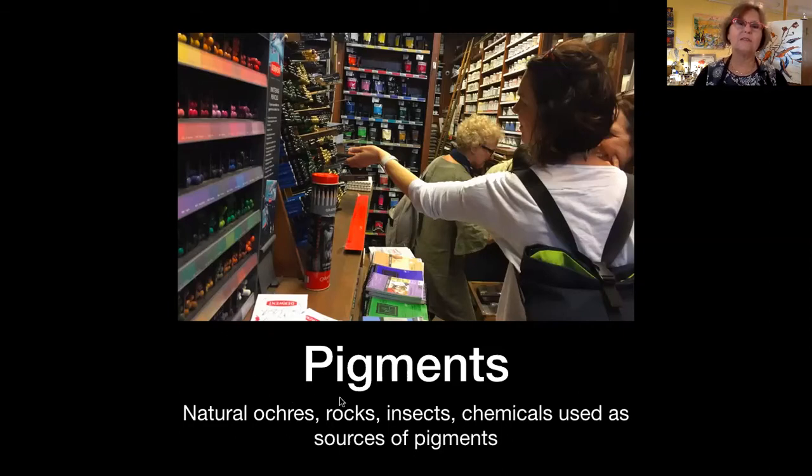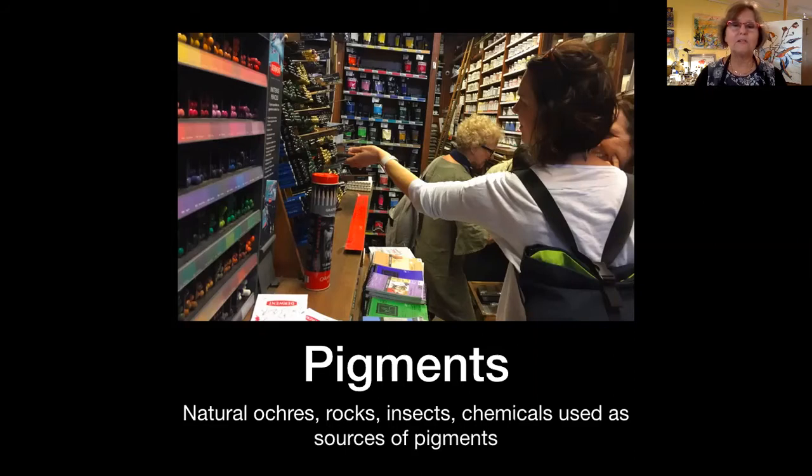And the pigments come from the natural ochres that I mentioned before. They come from rocks. So the brilliant blues come from lapis lazuli from Afghanistan. They come from insects. A bright red, cochineal, comes from the cochineal insect, which is actually farmed on prickly pear.